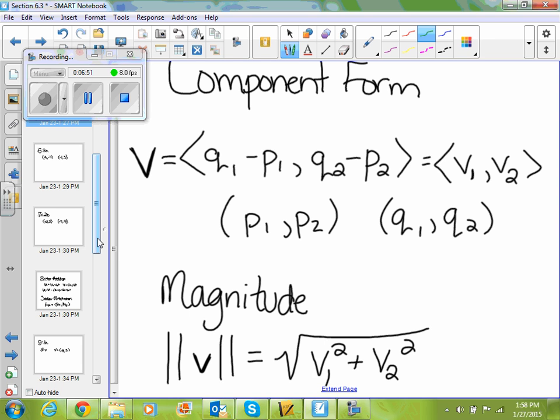And then the magnitude formula is derived from your distance formula, where the magnitude is the length of your vector, and you take the square root of v1 squared plus v2 squared. All right, everybody got that? Okay.